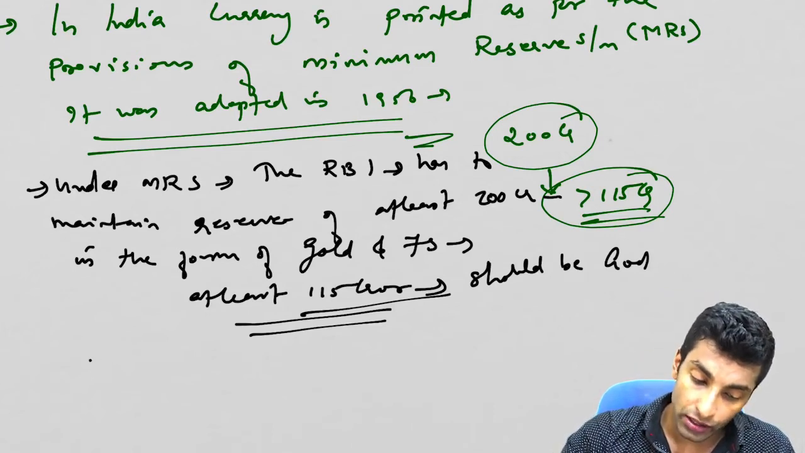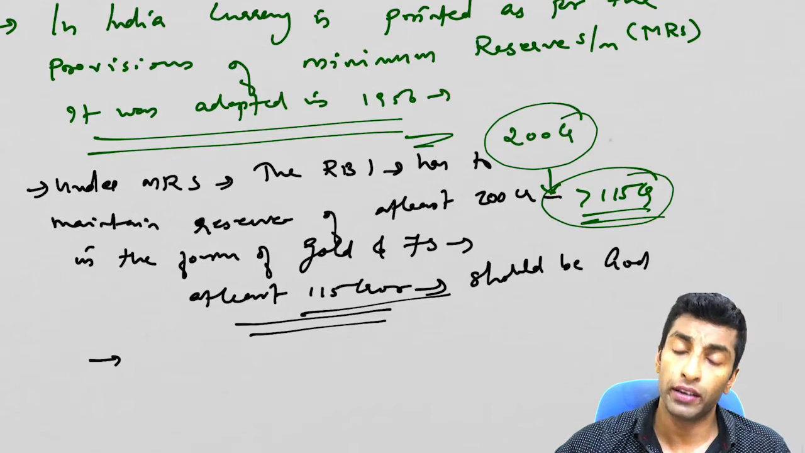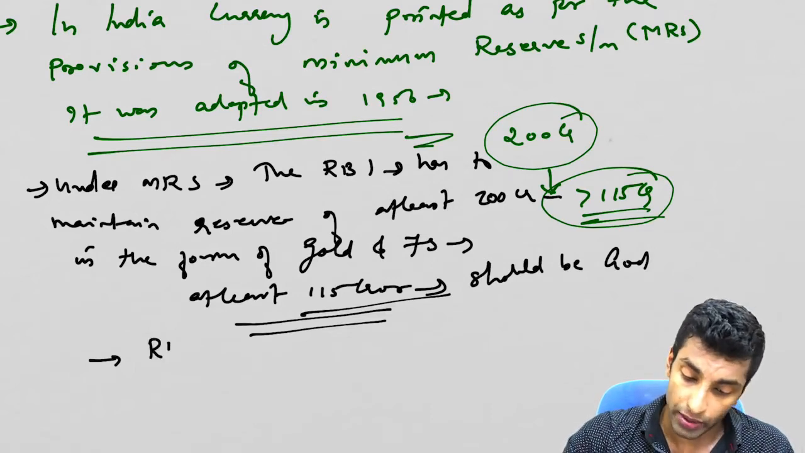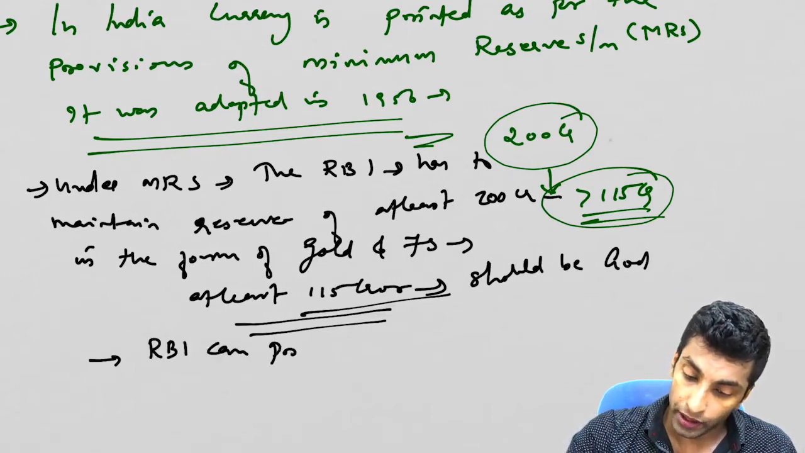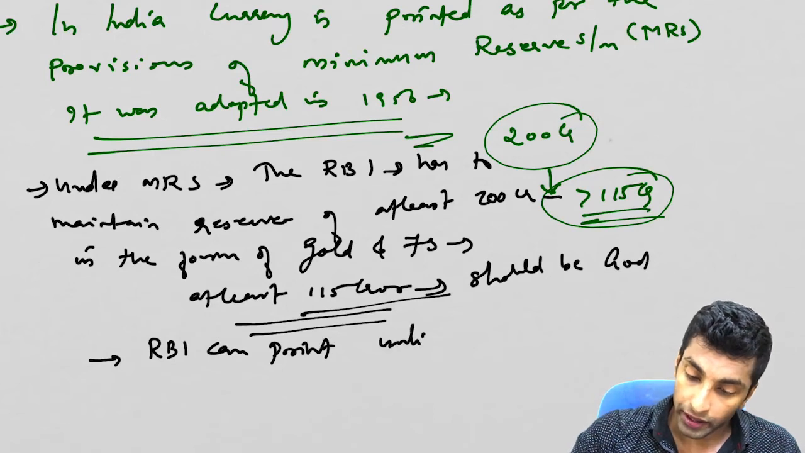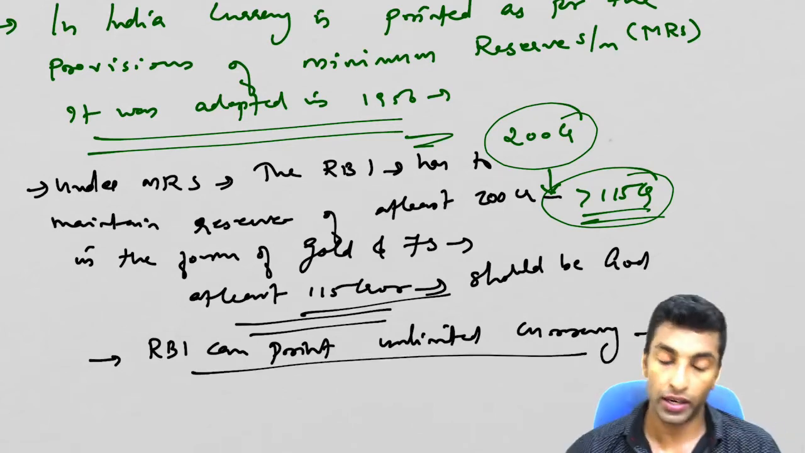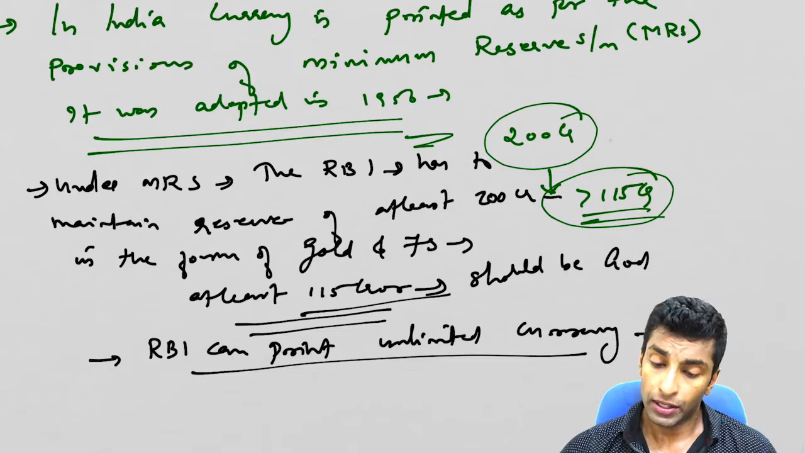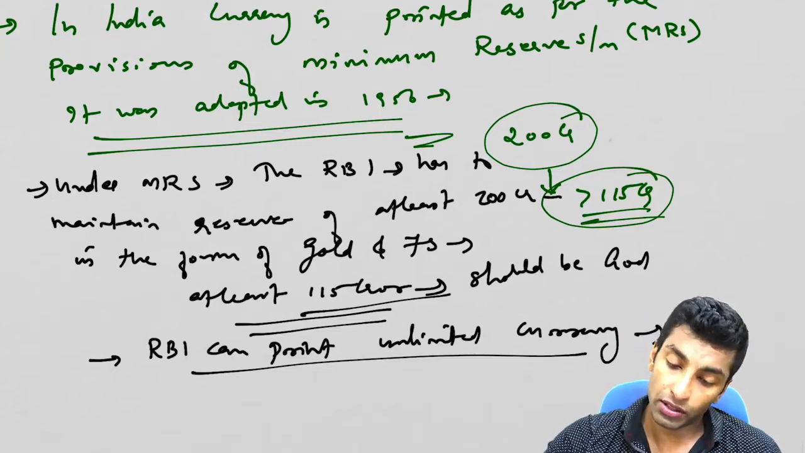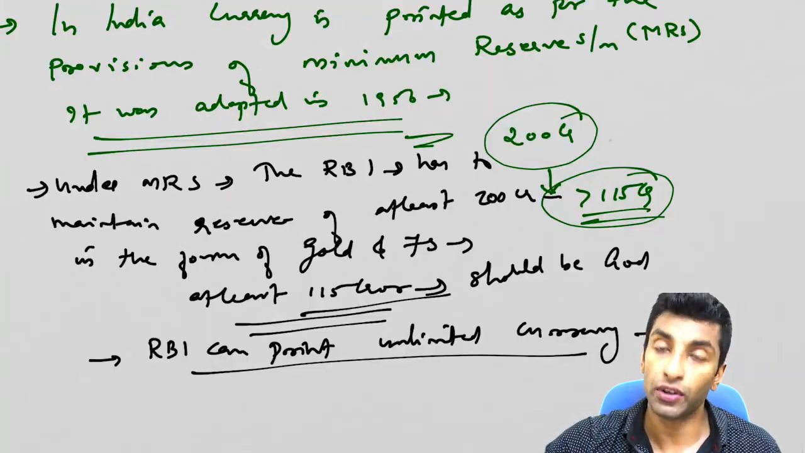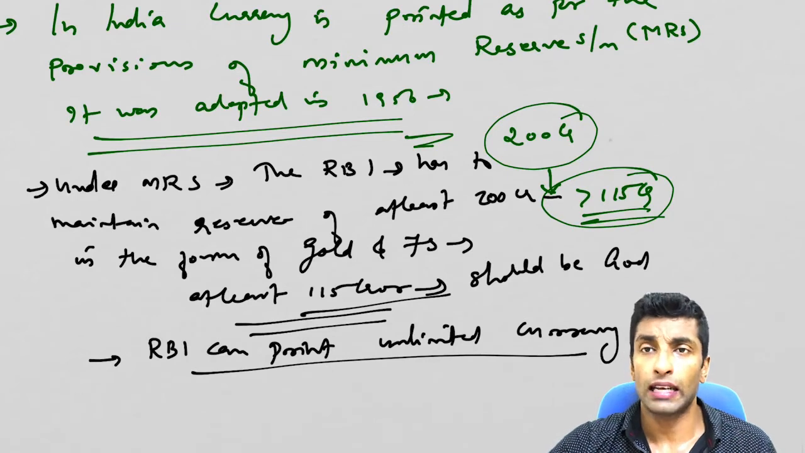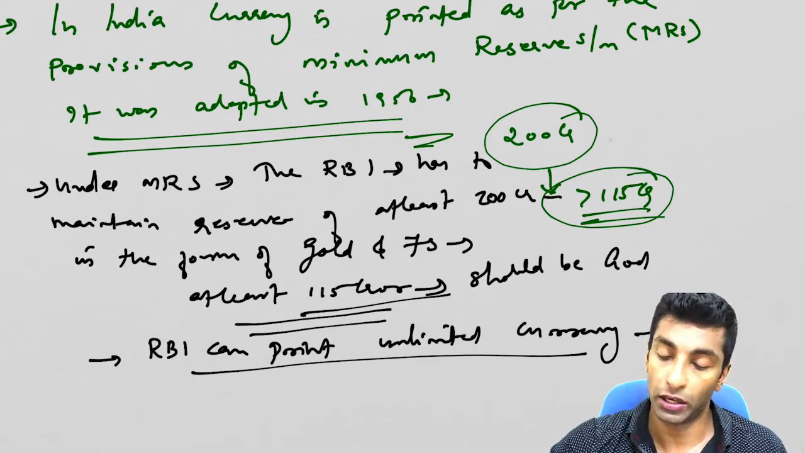Now, subject to maintenance of such reserve, RBI is empowered to print unlimited currency. So RBI can print unlimited currency against the backing of gold, foreign securities and securities of the Government of India. So under which among the following can RBI print currency? Firstly, you need to have gold, or foreign securities, or government securities, and maximum money is actually printed on the basis of government securities.